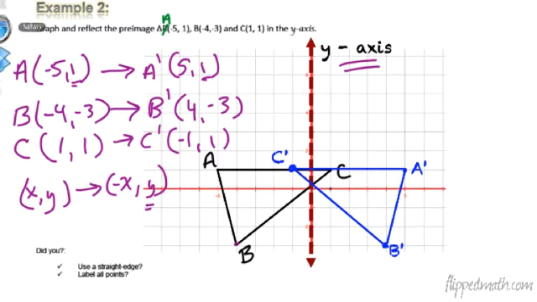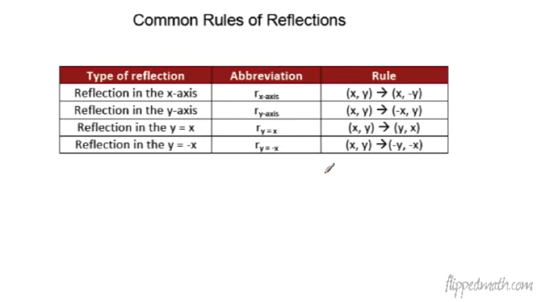All right, so wouldn't it be nice if someone summarized all these rules for us? Ta-da! Here are the common rules of reflection. So I went through a reflection in the x-axis. Well, guess what happens if you do that? (x, y) goes to (x, -y). Reflection in the y-axis: (x, y) goes to (-x, y). So let's take those two and just look at them for a second. The only difference between your original point and your new point is you make one of the coordinates the opposite. And which one do you make it? Well, if you're reflecting in the x-axis, you make the y the opposite.